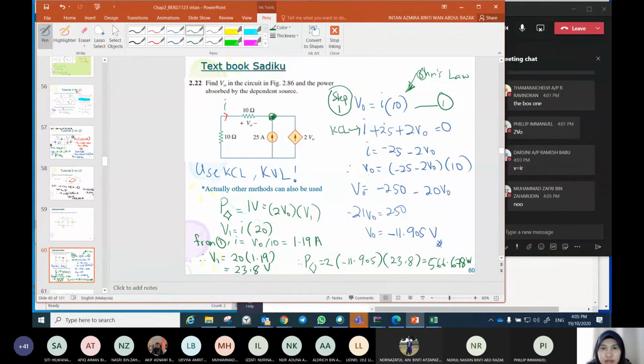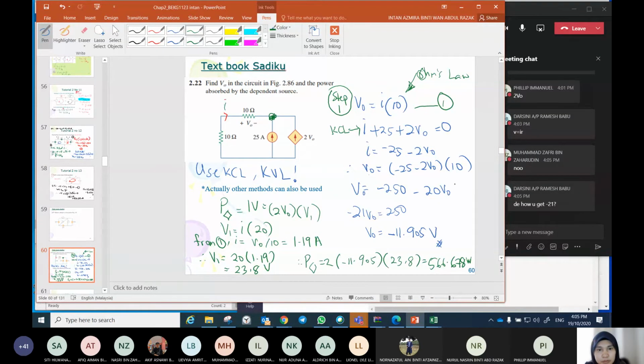And then we substitute I into the first equation. So V naught is equal to I multiplied by 10, and then we get V naught is equal to minus 11 point this. So far okay?